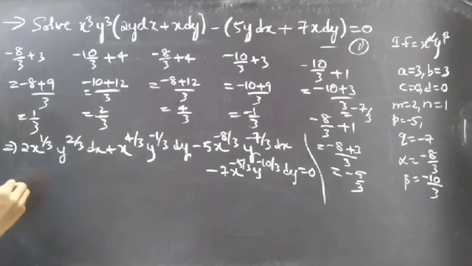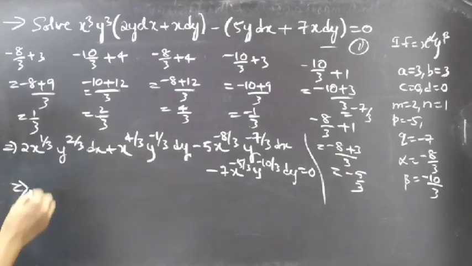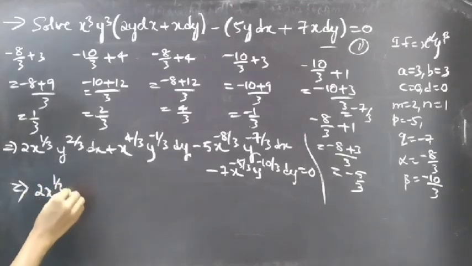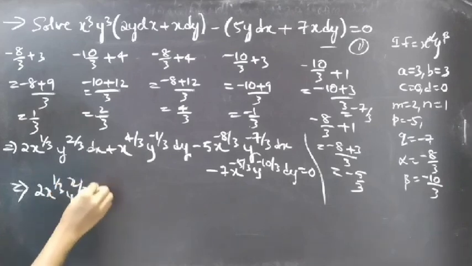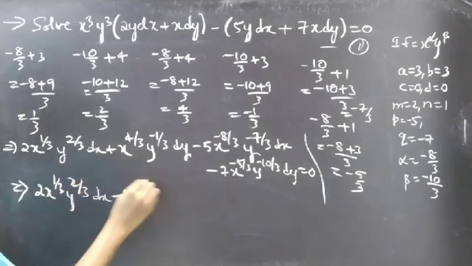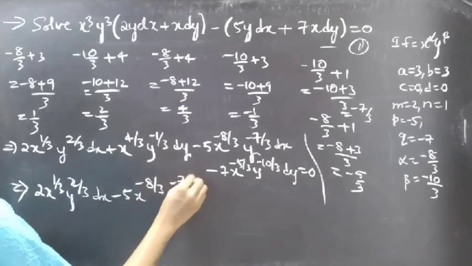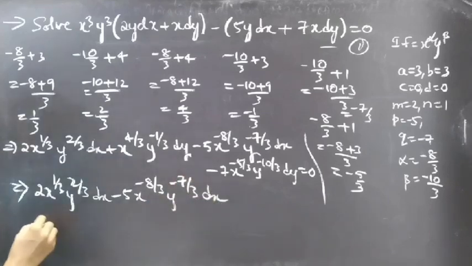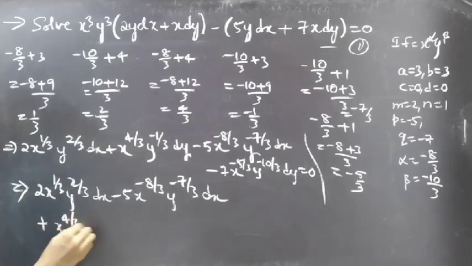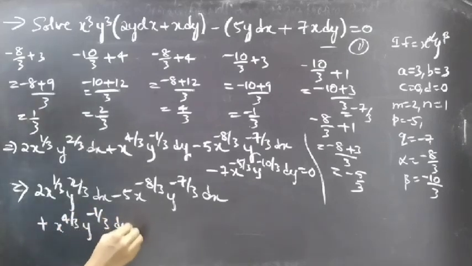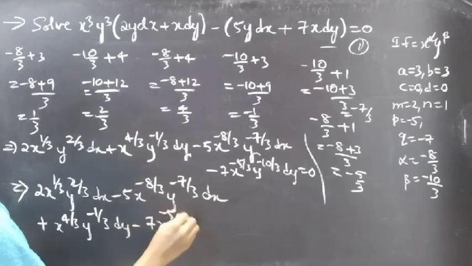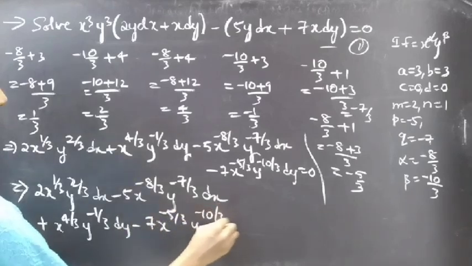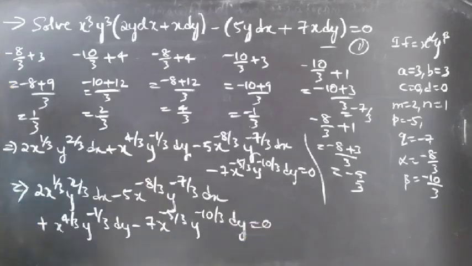Let's now take the terms involving dx firstly and then go for the terms involving dy. You will get x power 1 by 3 y power 2 by 3 into dx minus 5x power minus 8 by 3 y power minus 7 by 3 into dx, plus the terms involving dy: x power 4 by 3 y power minus 1 by 3 into dy minus 7 x power minus 5 by 3 y power minus 10 by 3 into dy equal to 0.